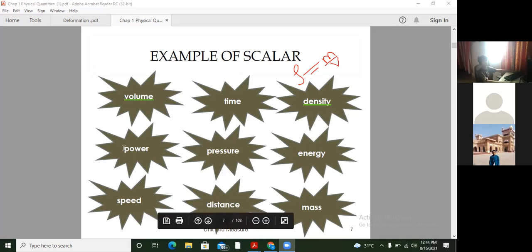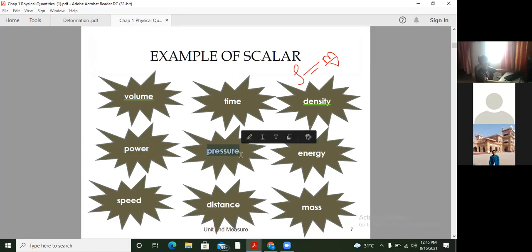And whenever I talk about power, power is itself a scalar because it's not defining any direction in which I'm applying the power. Similarly, pressure is also not defining any direction. Pressure is force per unit area, force which is applied on a certain area. But it's not defining in which direction I am applying the force. It's not defining any sort of direction to me.